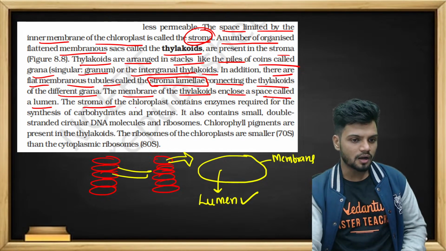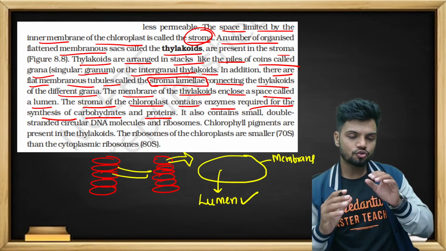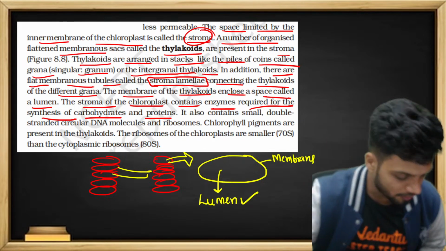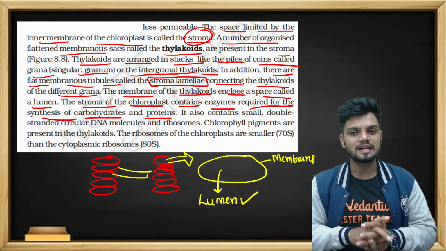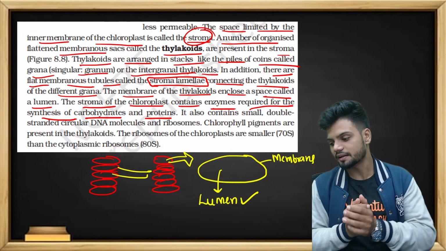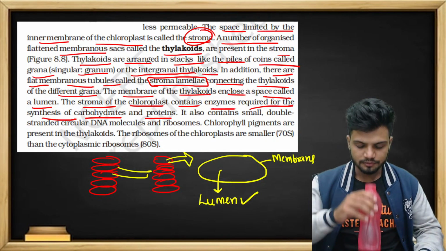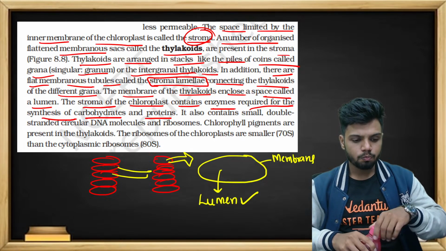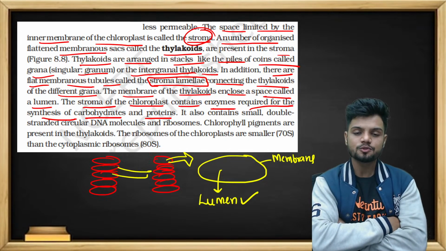The stroma of the chloroplast contains enzymes required for the synthesis of carbohydrates and proteins. What does it mean? It means that the stroma has all the enzymes required for photosynthesis. Quickly give me an example of an enzyme present in the dark reaction or Calvin cycle. Which enzyme is present? One example: Rubisco. Yes, Rubisco is the enzyme.